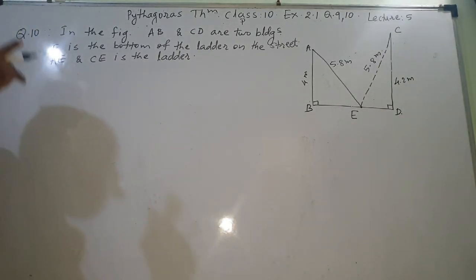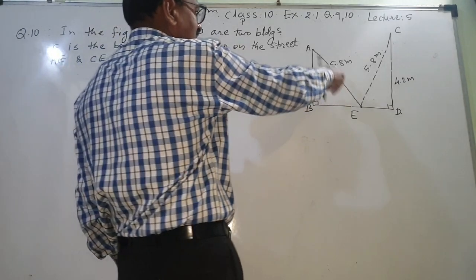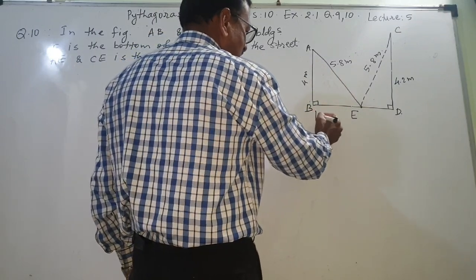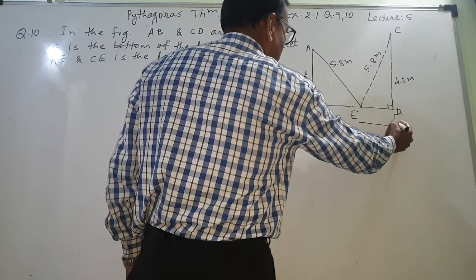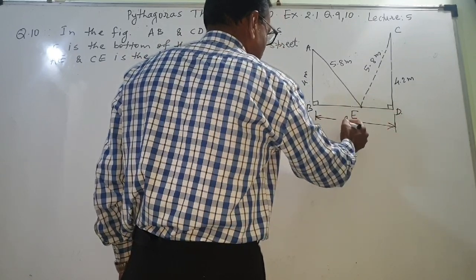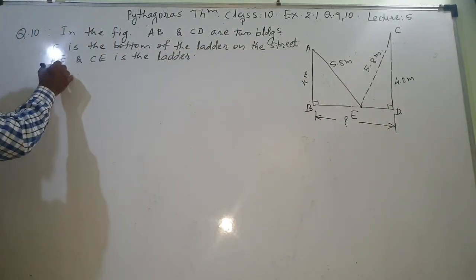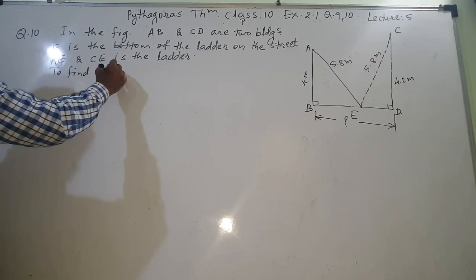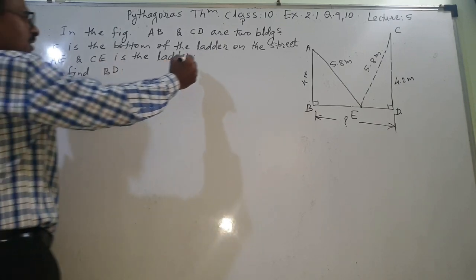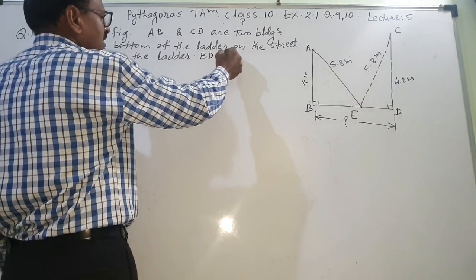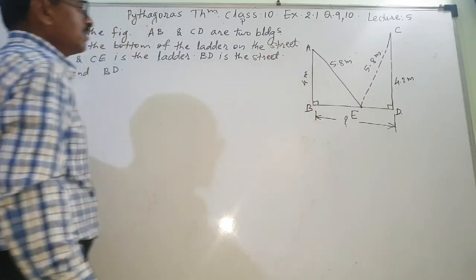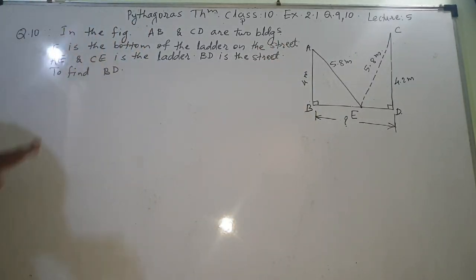Okay. That same ladder we are talking about. Now this is the right angle triangle. In triangle ABE, this is the hypotenuse. I want to find this distance. So here I will write, to find BD. BD is the street. So at least this much you should write.